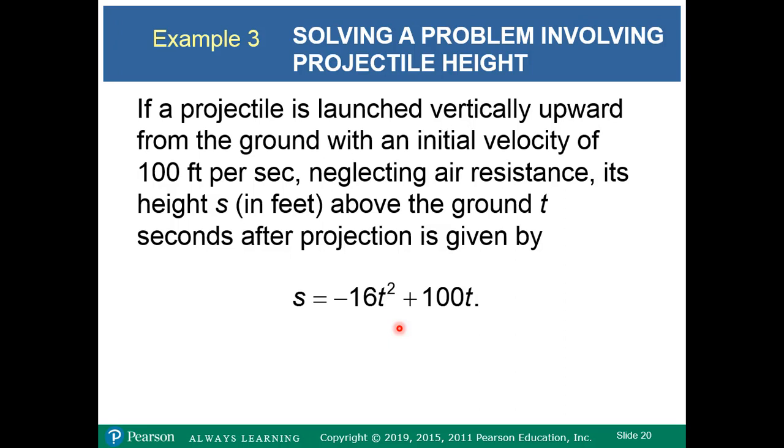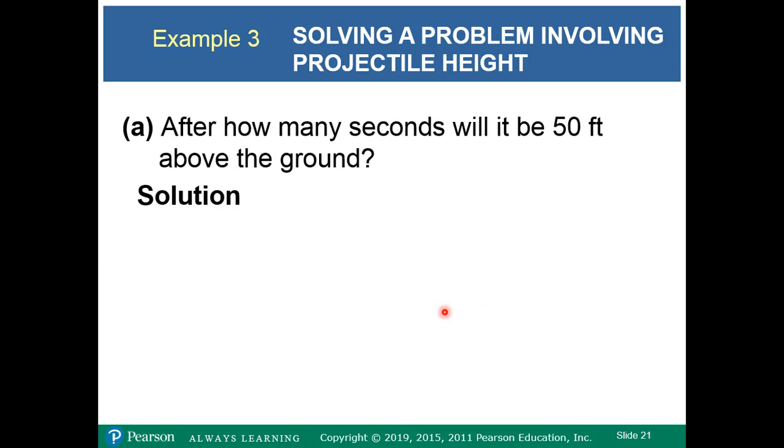If a projectile is launched vertically upward from the ground with an initial velocity of 100 feet per second, neglecting air resistance, its height s in feet above the ground, t seconds later, is given by what? This. Because we're talking about the ground, the initial position is 0, so we get 0 here. And the initial velocity is 100 feet per second, so we get negative 16 t squared plus 100 t. Now after how many seconds will it be 50 feet above the ground?